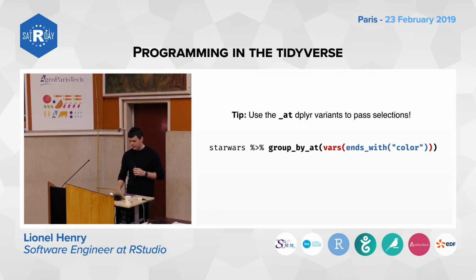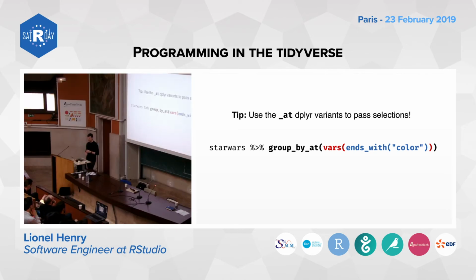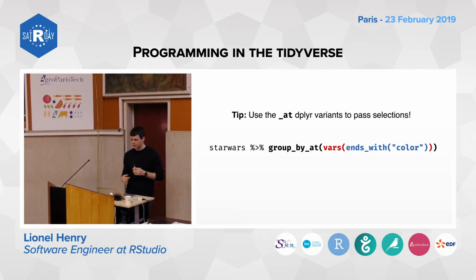So one tip is that when you have an action function in dplyr, you can always transform it to a selection function by using the at variant that we have just seen. And so here we can group by at and then pass ends with color to select all the columns that end with a suffix within that vars function.